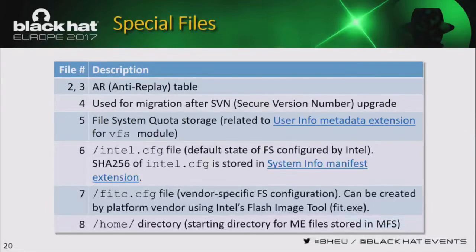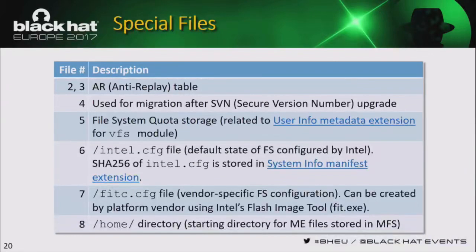File number 5 is used for storing the file system quota. There are two types of quota: a quota for the amount of data and a quota for the number of erases. This quota could be used to limit some specific module of the management engine from performing an excessive number of writes that leads to an excessive number of erases. So they help to prevent denial of service on flash by limiting the number of operations by some module.